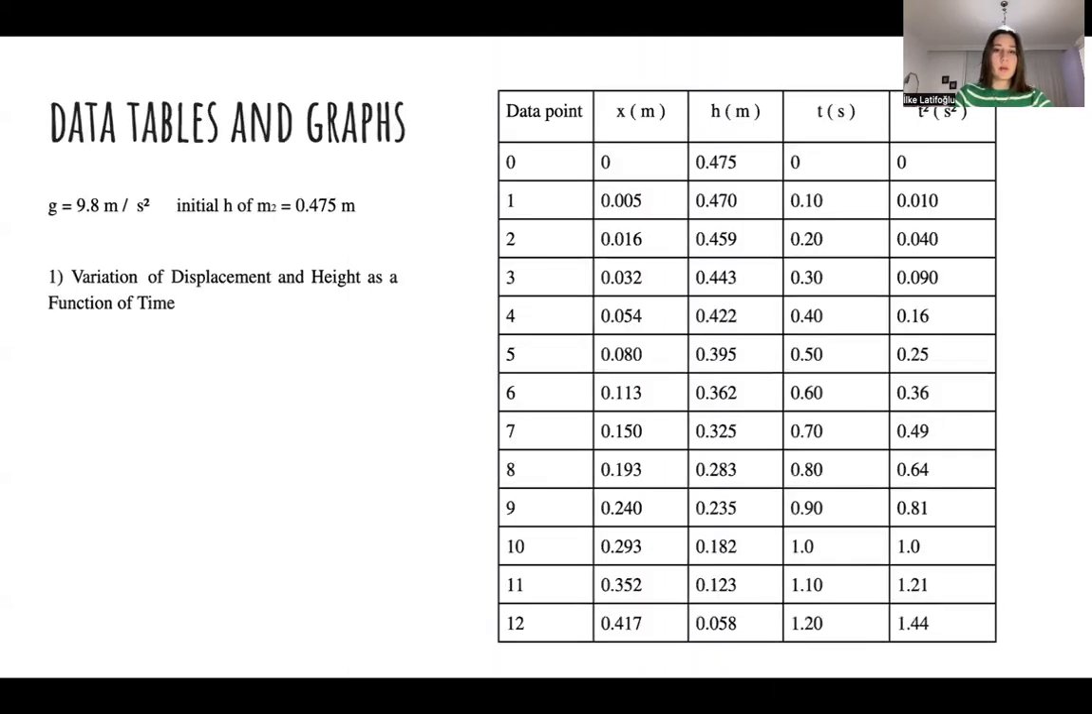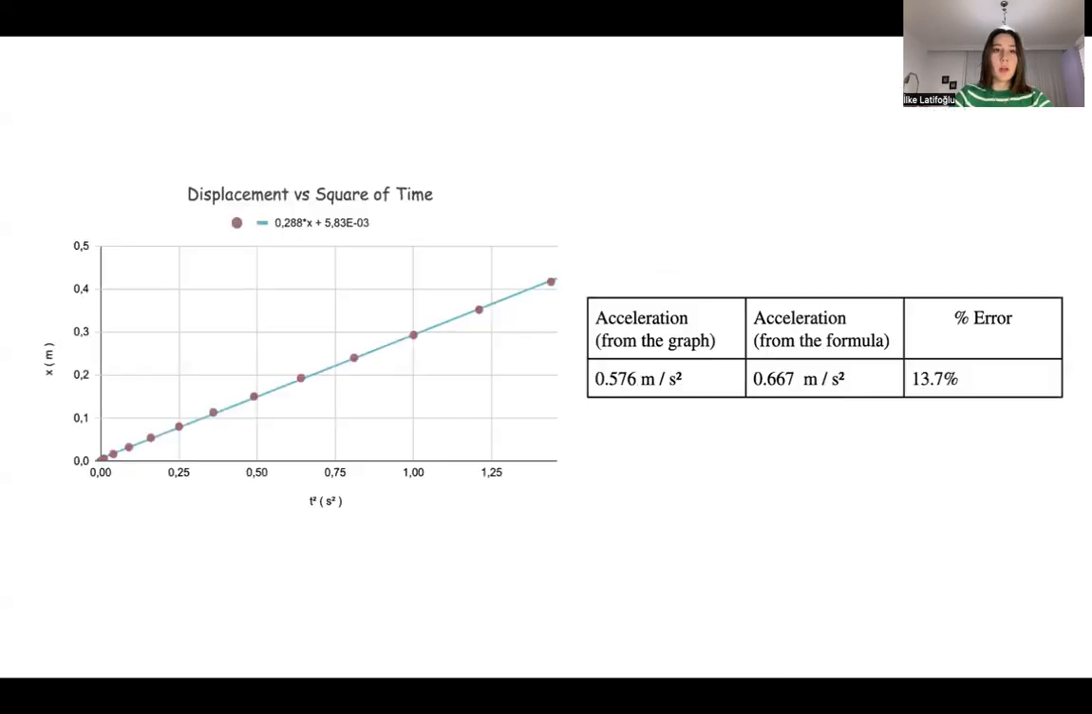After I conducted the experiment, I transferred the data to my data tables, and the first data table I have is the variation of displacement and height as a function of time. Using this data, I plotted a graph of displacement versus square of time, and I used the slope to find the experimental acceleration value. And I also calculated that I had an error of 13.7%.